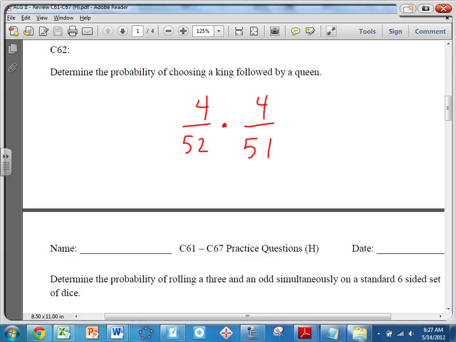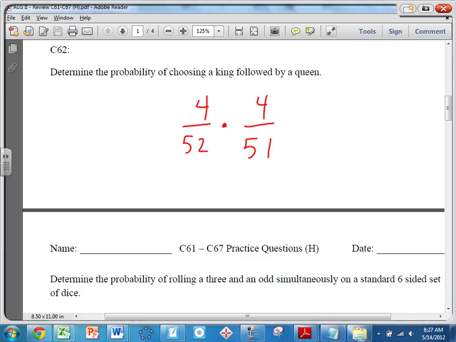If the problem said, and you have to make sure you notice this, guys, if the problem said with replacement, then you take the king that you pulled out, and what do you do with it? Put it back in. So the second part would have been 4 out of 52 still. But it does not say with replacement. So if it says followed by, it means that you take the king out, or whatever the first card is, and now there's 51 left, and then you draw the second card.